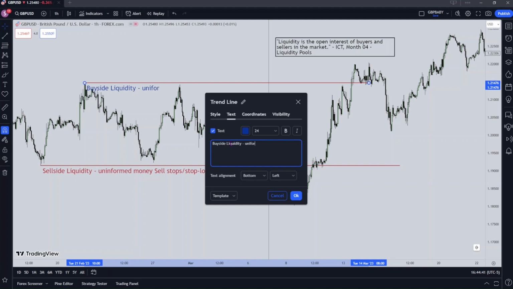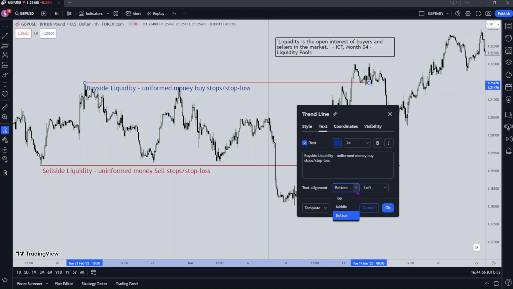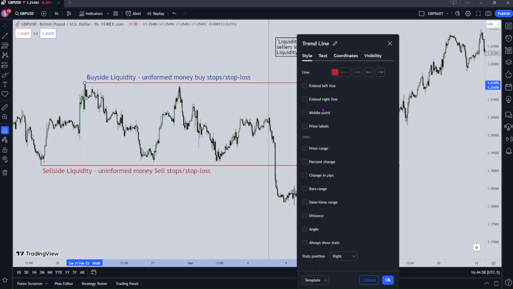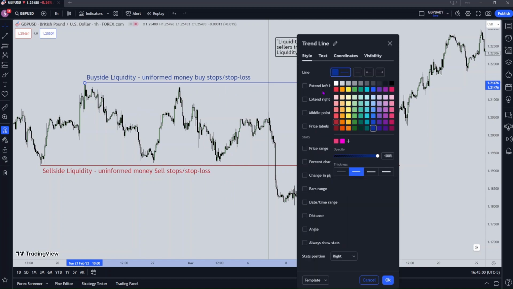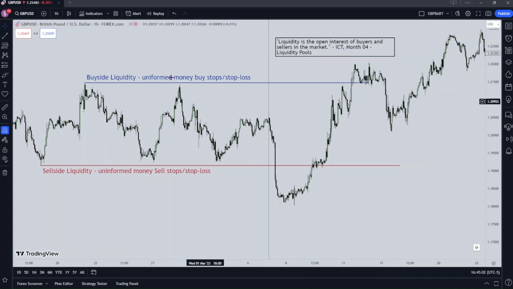Uninformed money will have their buy stops this time. And yeah, stop losses again, or limits, stop limits even. All of the uninformed money will have their positions residing above the buy side, above these relative equal highs. So we're going to be looking at it the exact same way.